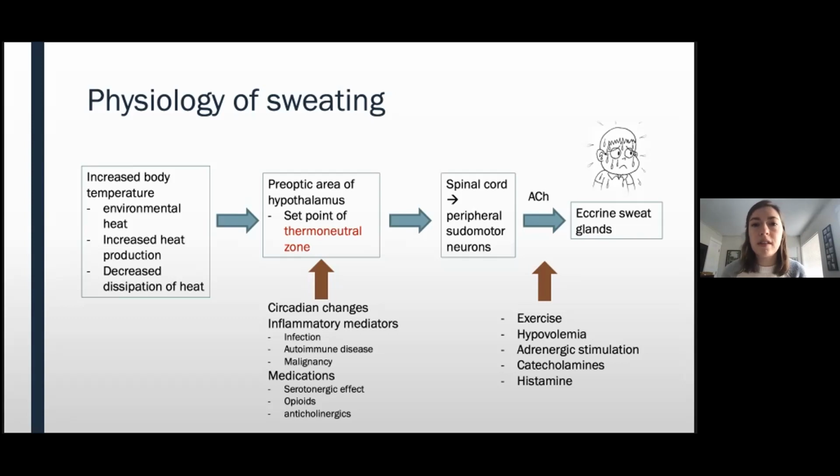So the point of this is that it's a pretty complicated process, and there's a lot of different things that play into why our bodies sweat and what causes them to sweat. And we don't really fully understand all of it. There's a lot of things that are at play here.